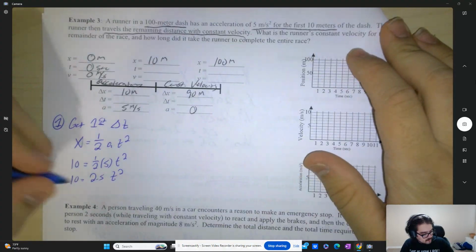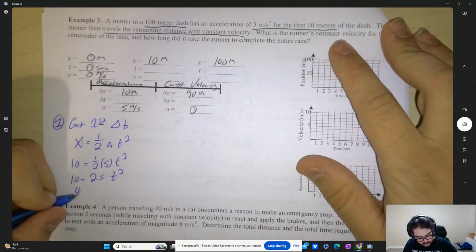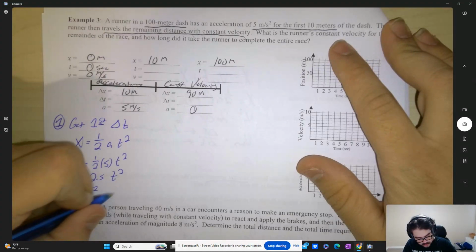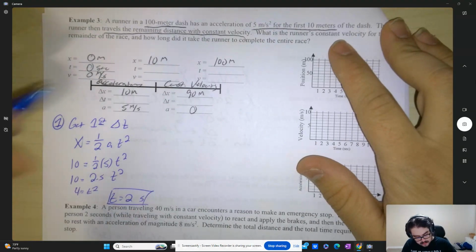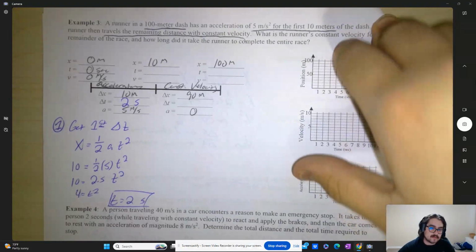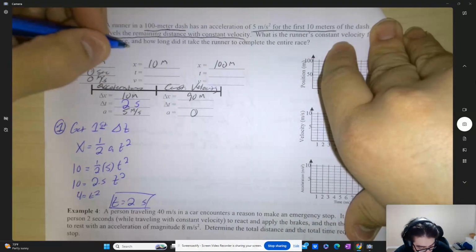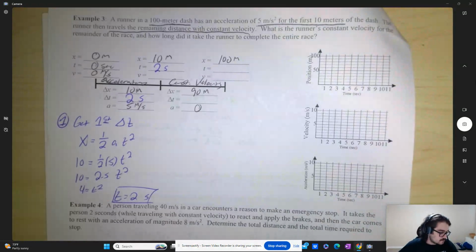What's the square root of that? Oh, it's 2. Okay? Just to be clear, this would be 10 divided by 2.5, which gives you 4 = t squared. And then you should get t is equal to 2 seconds. So that's your change in time from the beginning to the middle part when he stopped accelerating. So the clock when he stops accelerating should read 2 seconds.